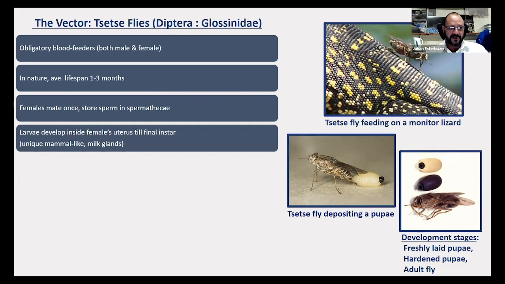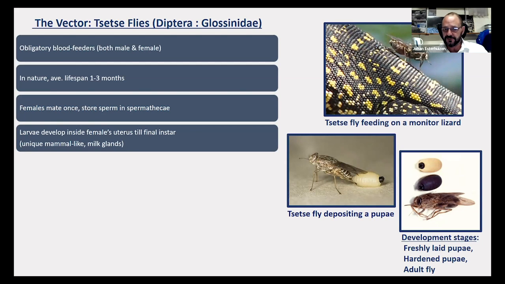The larvae develop inside the female uterus until the final instar, and this is quite unique in the insect kingdom because it's almost mammal-like with a very high degree of parental protection given for the larvae.